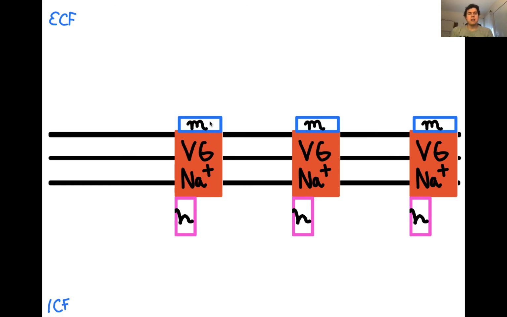Now, the M gates are otherwise known as the activation gates, and activation gates are gates that open in response to depolarization, and they do so really quickly. The H gates are inactivation gates, and inactivation gates close in response to depolarization, and they do so slowly.